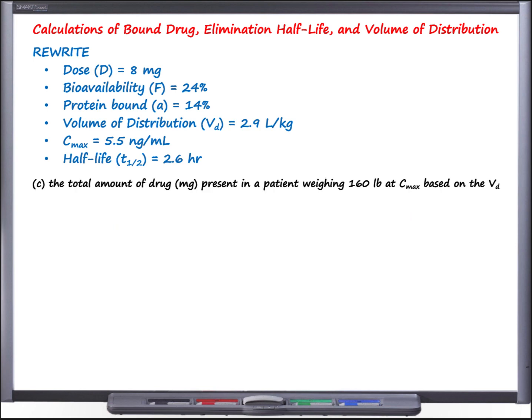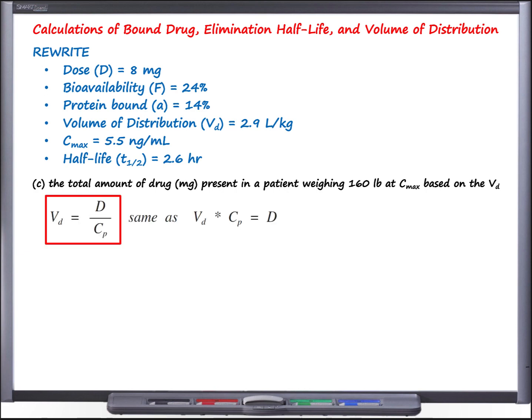It asked to determine the total amount of drug in milligrams present in a patient who weighs 160 pounds at the time of the Cmax, or the plasma concentration maximal, based on the VD provided to us. It's kind of a complicated question, so let's go through this one step at a time. And you'll see there's a lot of issues here with units. We're going to have to be very careful with our units.